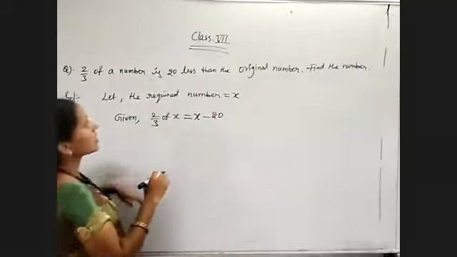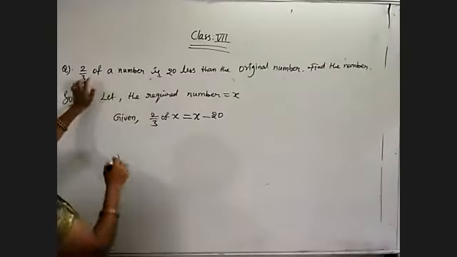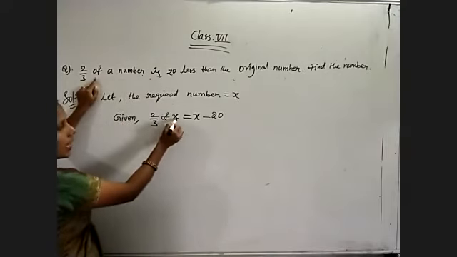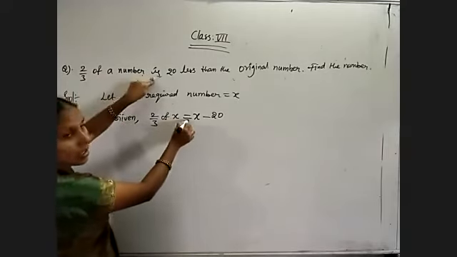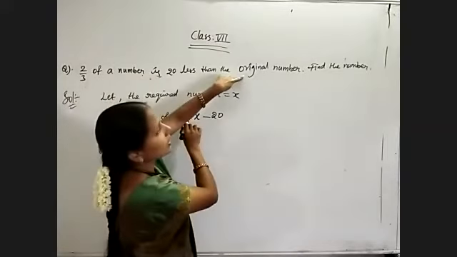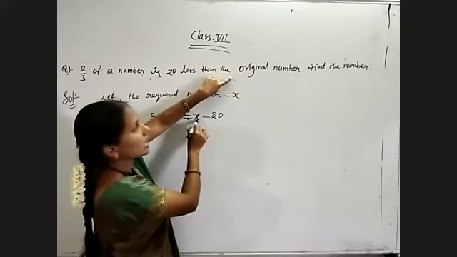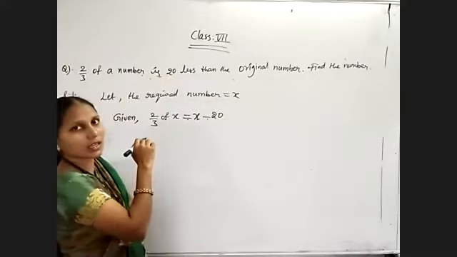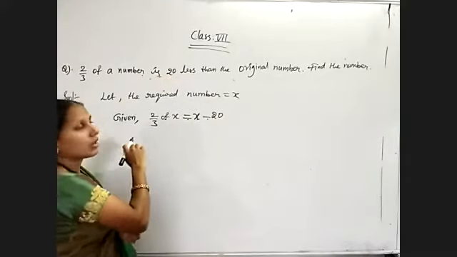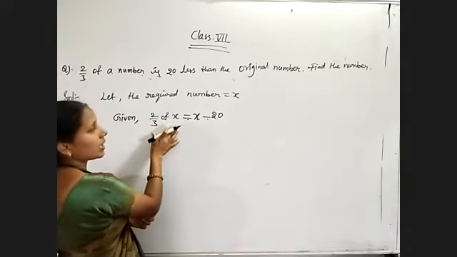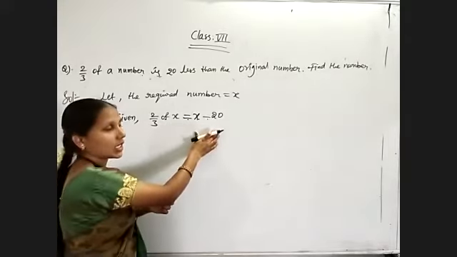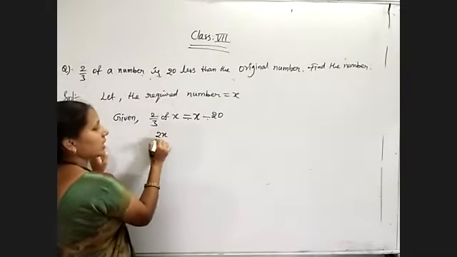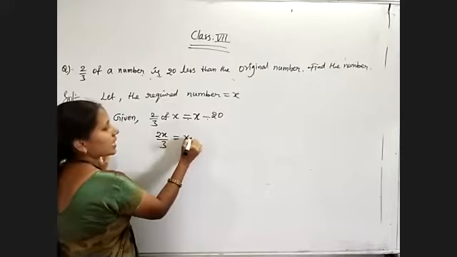So observe this equation whatever I have formed. Two-thirds of the number, that is two-thirds of x, is equal to 20 less than the original number. Original number is x, less than means minus 20. So LHS is two-thirds of x, RHS is x minus 20. Now simplify this. Two-thirds of x is nothing but 2x by 3, equal to x minus 20.